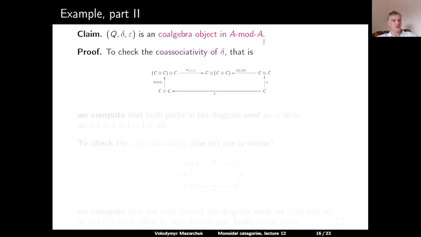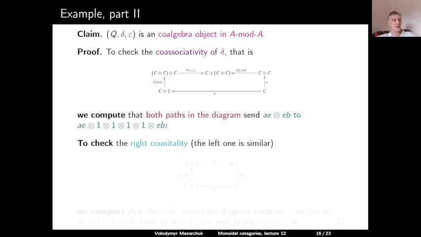For the co-associativity, we have the co-associativity diagram. So we start with C. We take an element AE tensor EB, and both paths of the diagram send it to AE tensor 1 tensor 1 tensor 1 tensor 1 tensor EB. So our comultiplication just inserts 1 tensor 1 in the middle. So this is clear. And the co-unitality, so the right co-unitality, we have this diagram.